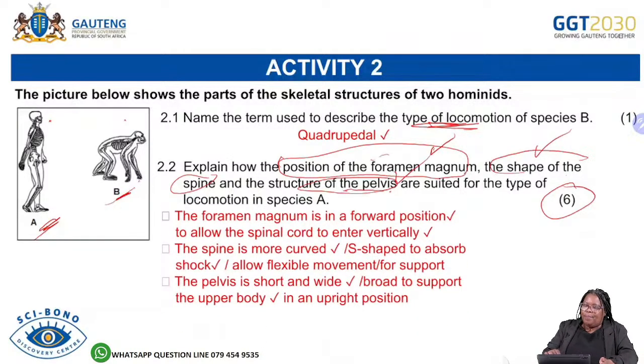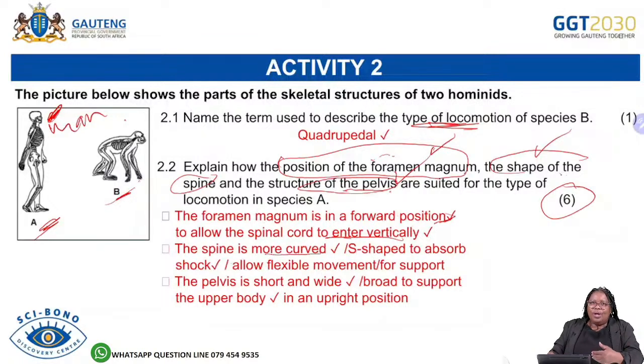So what we are saying, the foramen magnum is in a more forward position. This is human, don't forget. This is man. Foramen magnum is in a forward position. Why? To allow the spinal cord to enter vertically. That is a point, right? Also, talk about the shape of the spine. The spine is more curved or it is S-shaped. So, it's so easy to pass life sciences, all right? It's important to know the structures, drawing and labeling, and also giving the functions. Then you can get it, right? So the spine is S-shaped. Why? To absorb shock and to allow for flexible movement. So if the spine is in danger, or maybe the discs have shifted, it's going to be difficult for you to even move.